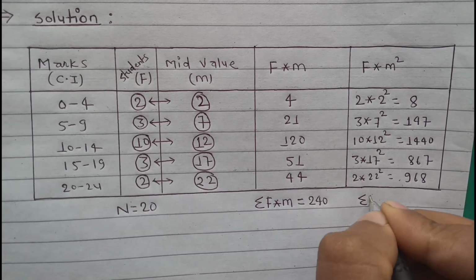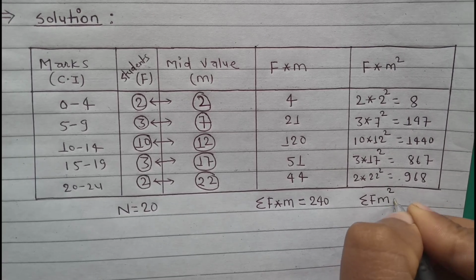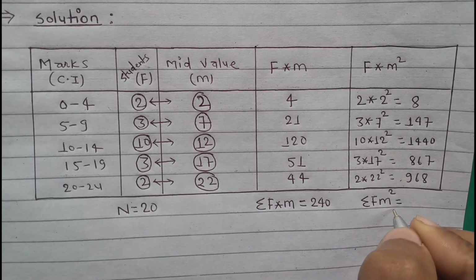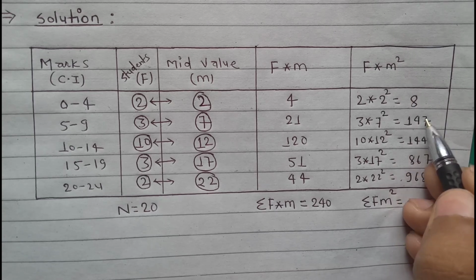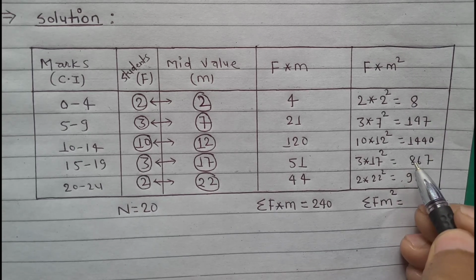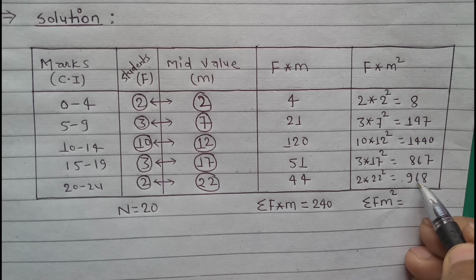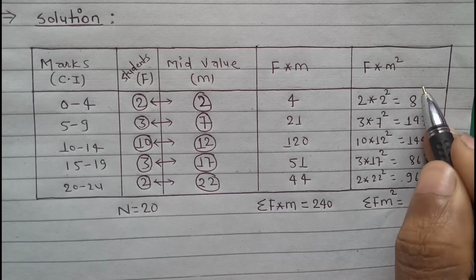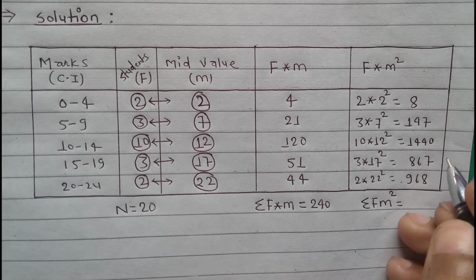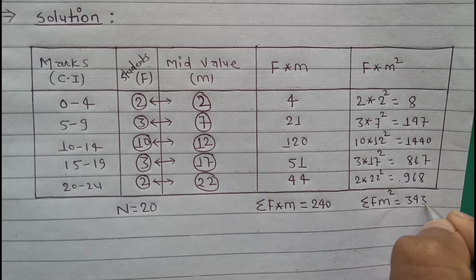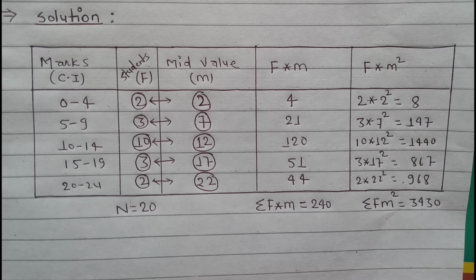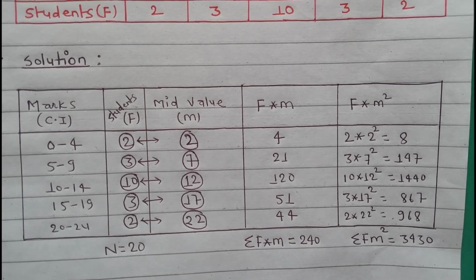Similarly, we have to calculate summation fm square. That means we have to add 8 plus 147 plus 1440 plus 867 plus 968. We get 3430.